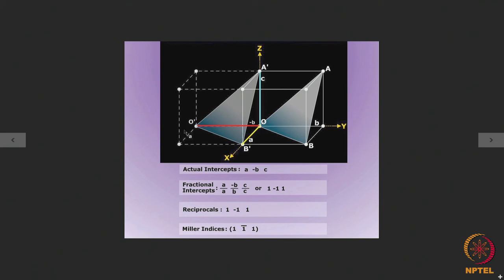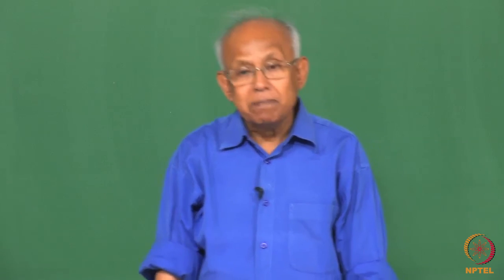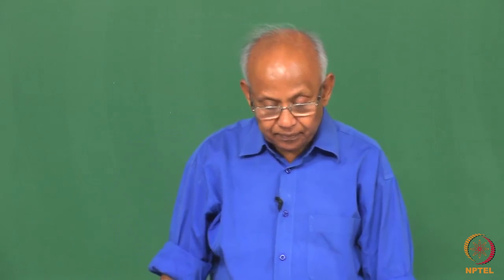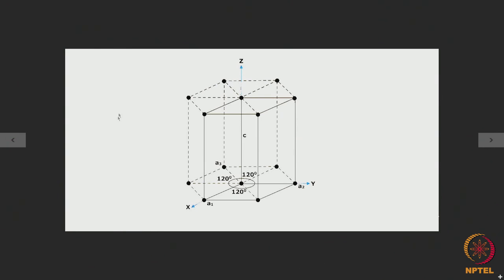But remember, this plane is parallel to this plane. So, all planes parallel to this plane will have the same Miller indices. Then we come to naming a plane in the hexagonal system. Now, as we can see here, this is a hexagonal unit cell. As I mentioned earlier also, it is also possible to take 1/3 of the unit cell as the unit cell of the hexagonal system. So, either we can take the entire hexagonal figure as the unit cell, or take 1/3 of it as the unit cell.